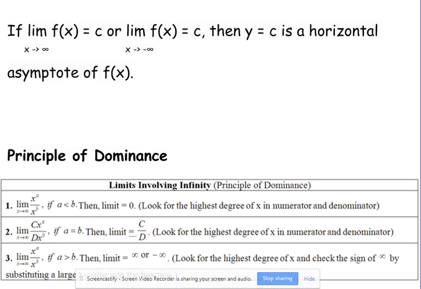Okay, this principle of dominance is on the worksheet. It's what we've been using, okay? If it's bigger on the bottom, then your limit is 0. If it's the same, then you take the ratio of the leading coefficients. If the exponent is bigger on the top, then your limit is positive or negative infinity. You've got to figure out which one it is by using your exponent rules. Negative number cubed is negative. A negative number squared is positive. All right, so there's your principle of dominance.